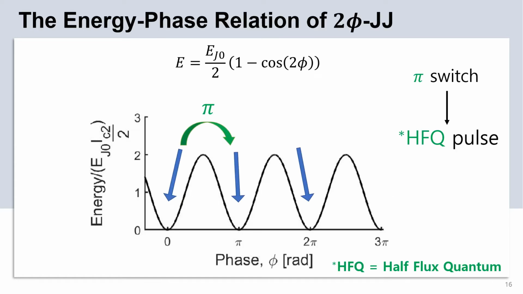Extracting the energy phase relation of the 2πJJ shows that the junction can be at πn phase differences, meaning at 0, π, 2π, 3π, and so on, and not only at 2πn phase differences. Each π switch is now an HFQ pulse, a half flux quantum pulse. And from the energy equation, we can see that each HFQ pulse even demands less energy than an SFQ pulse.